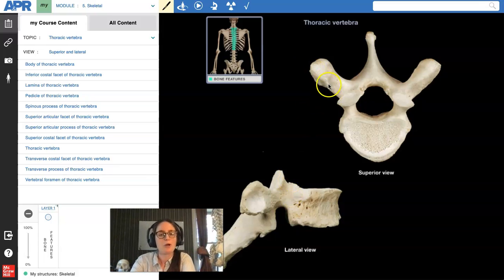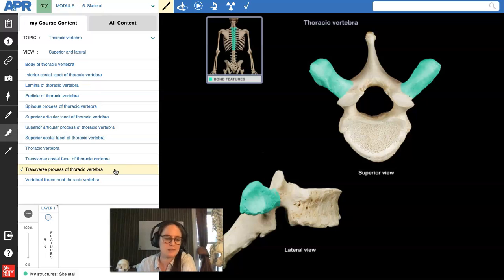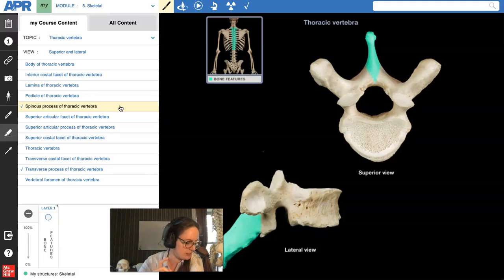You have several processes. A process is a sticky outy thing. Usually processes are a little bit smoother than tuberosities, tubercles, things like that. So this is a process. That's the same process on the other side. This is a process. So this is the spinous process, and these 2 are transverse processes. So let's do transverse processes and spinous processes. Singular spinous process for each vertebrae.